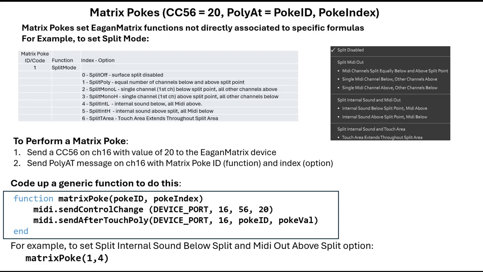Then you'll use a poly aftertouch message on channel 16 again that takes two values. It's not going to actually be the poly aftertouch data you're used to. The poly aftertouch message is repurposed for EaganMatrix use to be able to send multiple data sets. So you'll send the ID as the first poly aftertouch data value and the index, the option of that poke, as the second data value.